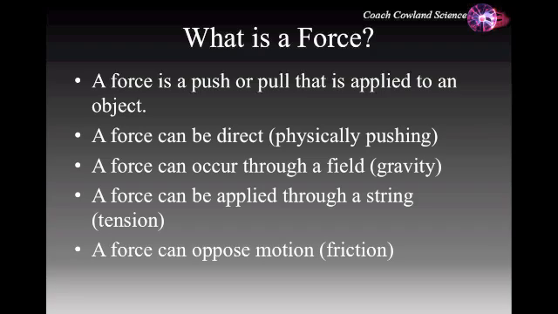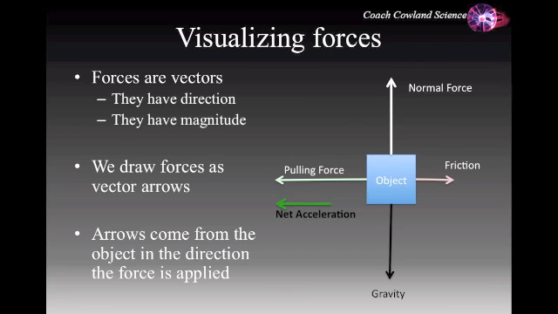So what is a force? A force is a push or a pull that's applied to an object. You could apply that push or pull directly. You could push with your hands to move a piece of furniture. A force can occur through a field, for example gravity, magnetic fields, things like that. A force can be applied through a string or a cable in the form of tension. And friction is a force that opposes motion. It slows things down.